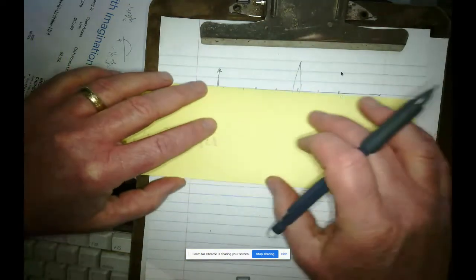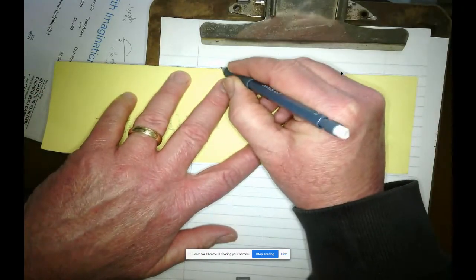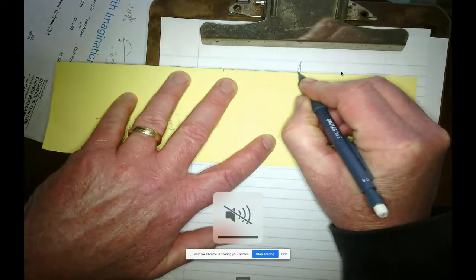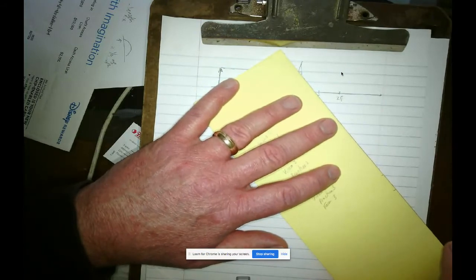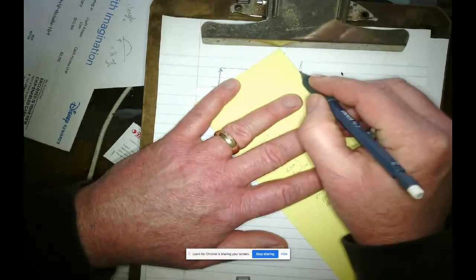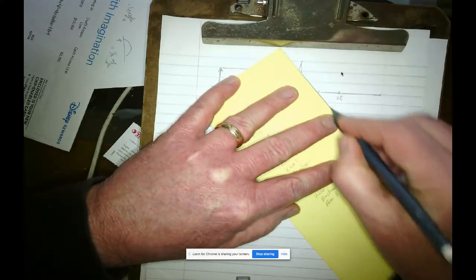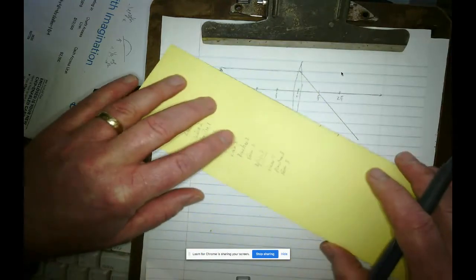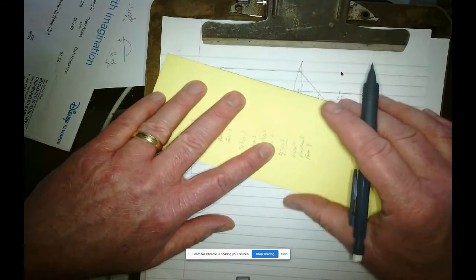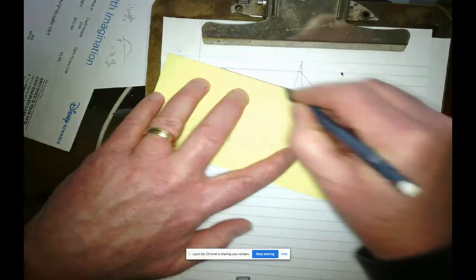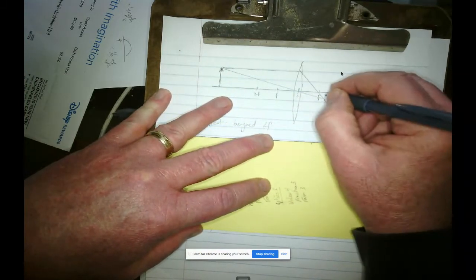I'm going to quickly draw the ray diagram for it. A ray that goes in parallel gets to the center line of the lens and goes down through the focus, like so. And then the second ray that I draw always goes from the top of the object through the center, like so. And where they meet is the image, so the image is over here.